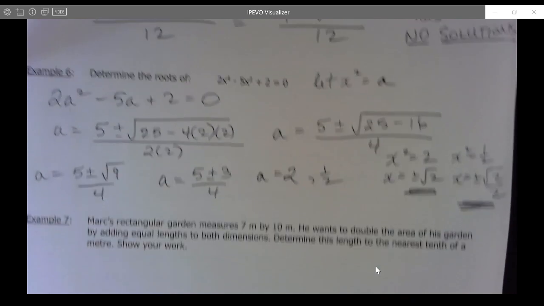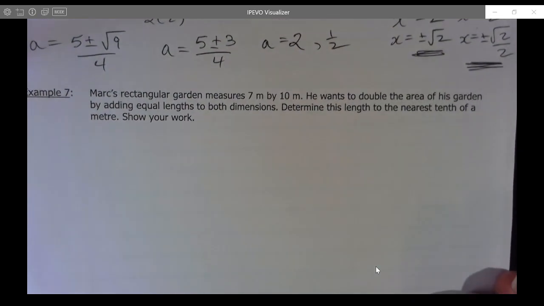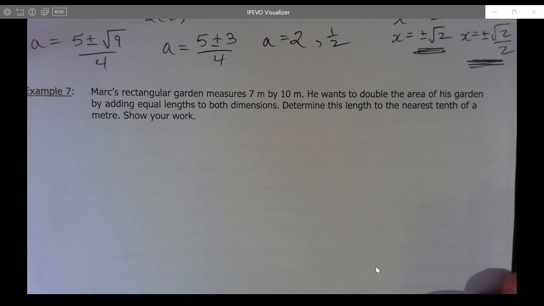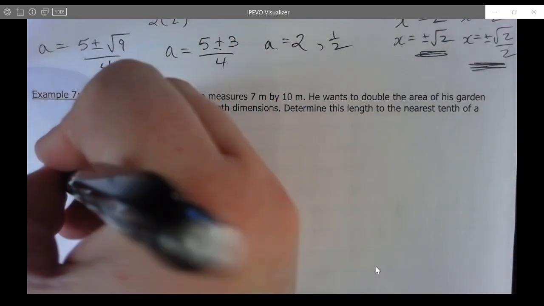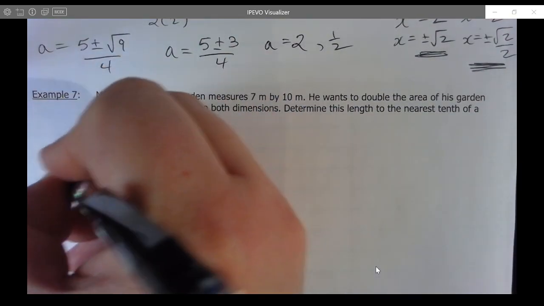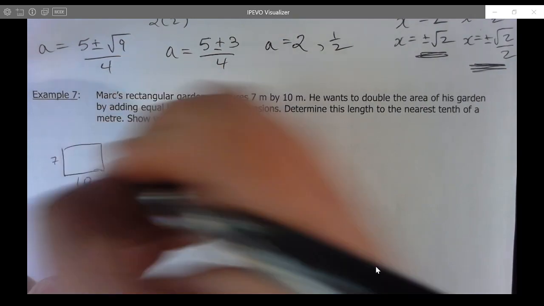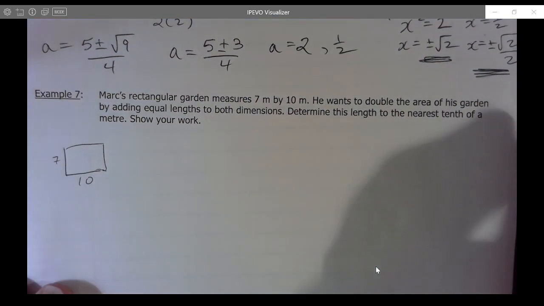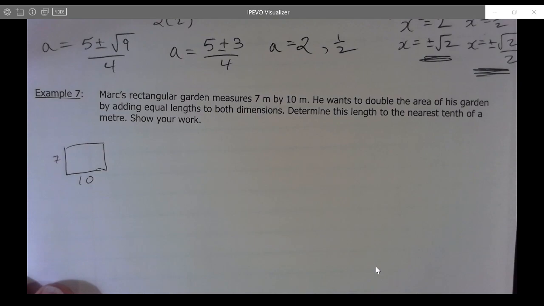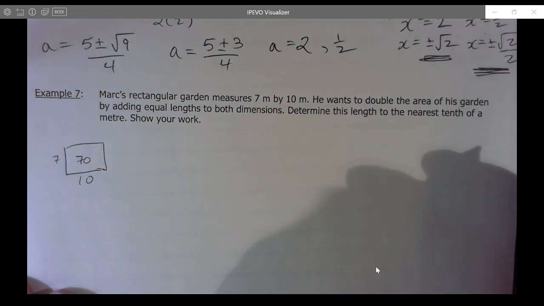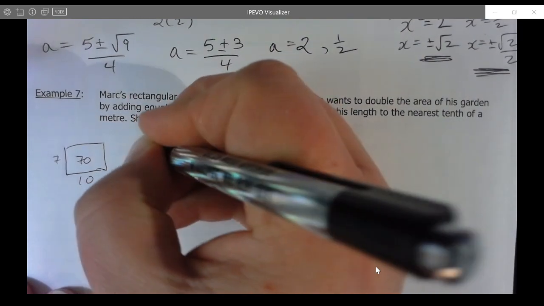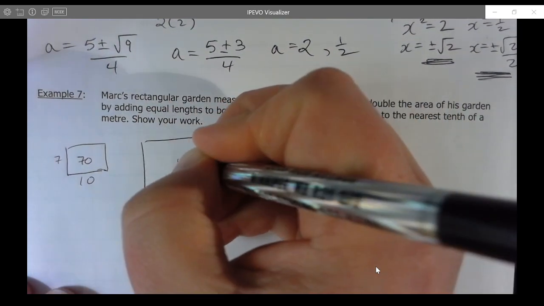All right, example 7. Mark has a rectangular garden that measures 7 by 10. I think we should probably draw that. He wants to double the area of his garden. So he has a garden that is 7 by 10. He wants to double the area of the garden by adding equal lengths to both dimensions. So this has an area of 70, 7 times 10. He would like an area of 140, right?